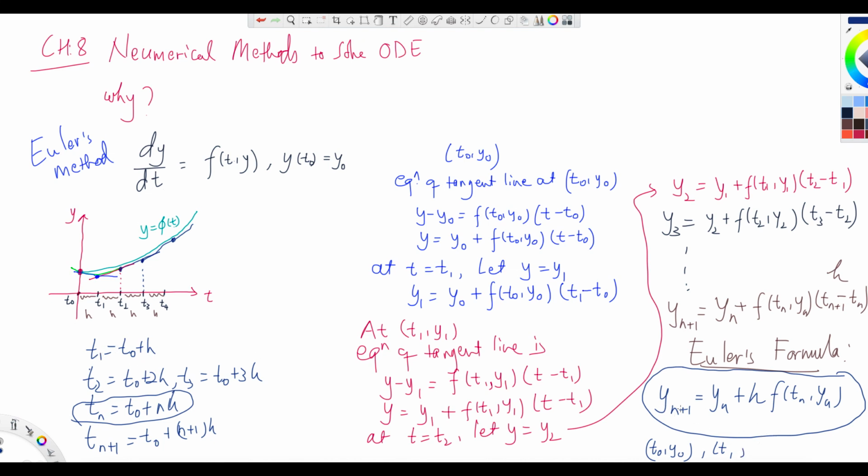And to find out y1, you will have to plug in n equals 0. That will give you y1 equals y0 plus h times f of t0, y0. So f will be given to you as well. And then you find out t1, y1, and then also find out t2, y2, and then continue that way. After you find all these points, you plot them and join them. That will be the approximation of the solution of the given differential equation.